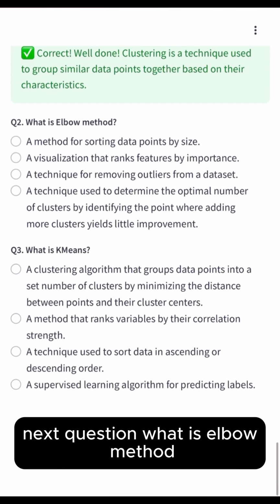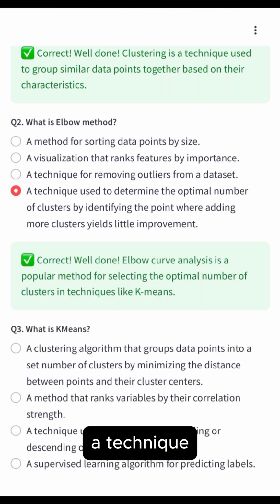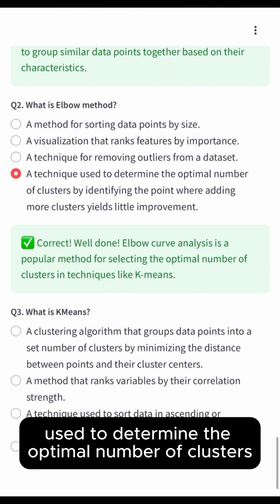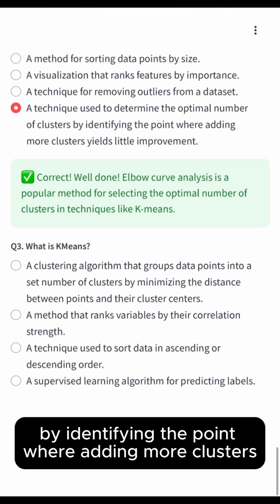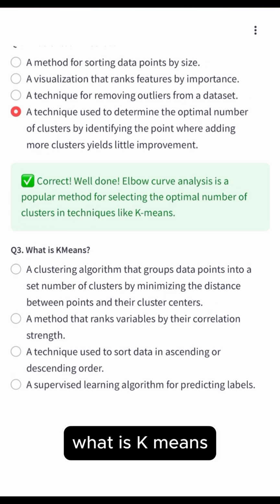Next question. What is elbow method? A technique used to determine the optimal number of clusters by identifying the point where adding more clusters yields little improvement.